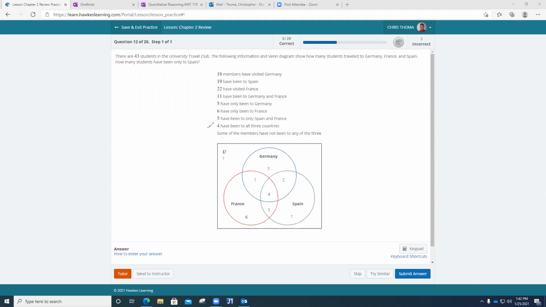4 have been to all 3 countries. So that's that number right there. Good. 5 have only been to only Spain and France. So Spain and France.